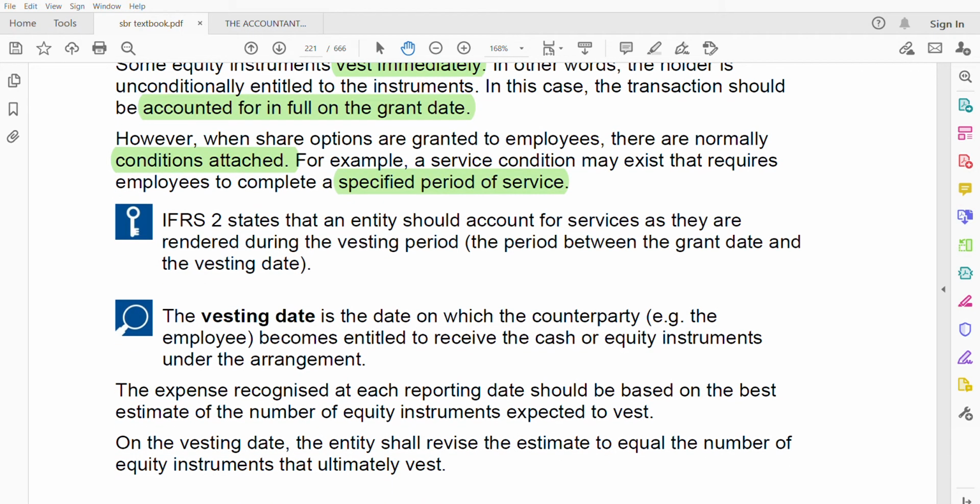IFRS 2 states that an entity should account for services as they are rendered during the vesting period, the period between the grant date and the vesting date. Vesting date means that day when finally they will be entitled to receive that amount, or they will be receiving the shares or the share options. Options will be exercised that day. Between the grant date and the vesting date, they have to account for the services. That means it will be divided between these periods, the services they are performing.